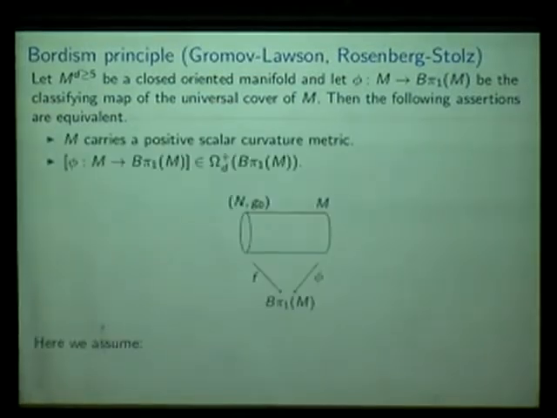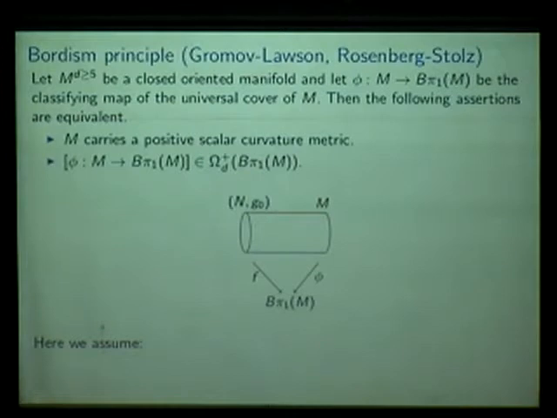And then we actually have the two following statements which are equivalent. M itself admits a positive scalar curvature metric, and the other is that this class represented by this particular map lies in the positive part of the Bordism of B pi 1 of M. So the picture is the same one as before: we have a positive scalar curvature metric on the left-hand side, and on the right-hand side we take the classifying map, and we have to be able to fill that thing. This means that we are actually in the positive part.